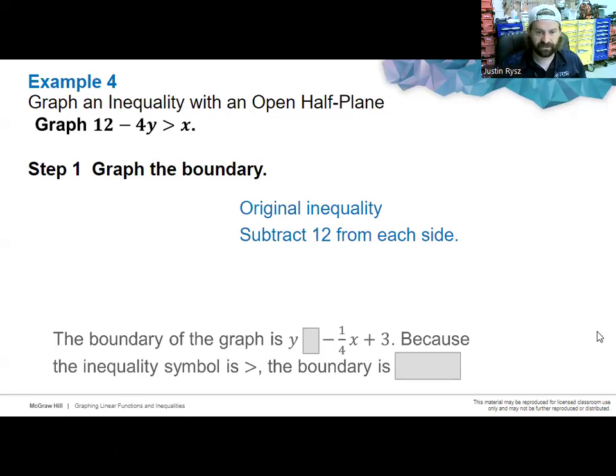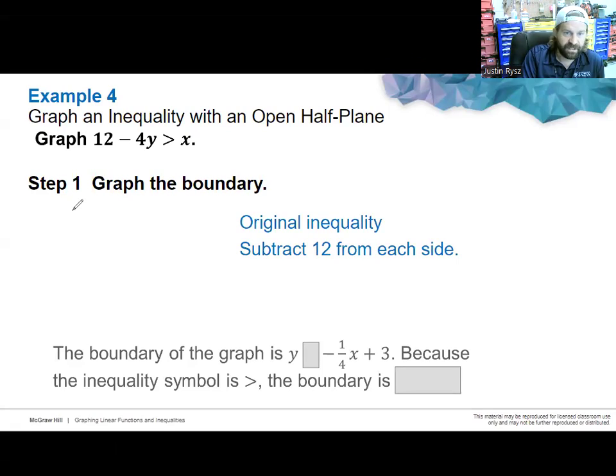Okay, so the first thing we want to do is to get the y by itself to find our boundary. All right, here we go. So we're going to take the original inequality, 12 minus 4y is greater than x. And what we are going to do is subtract the 12 over. And we get -4y is greater than x minus 12. And then we're going to divide by -4.